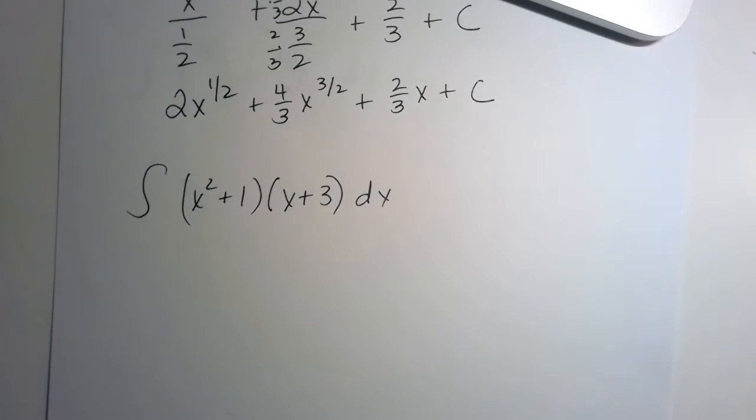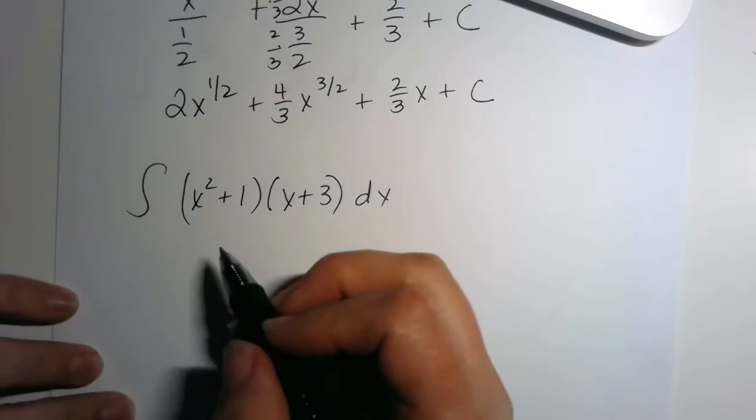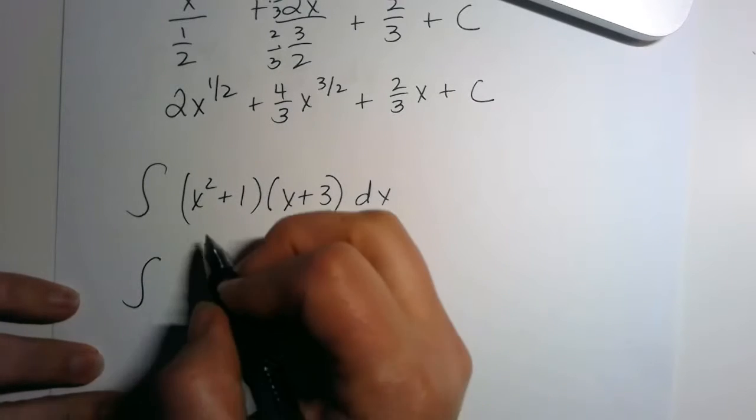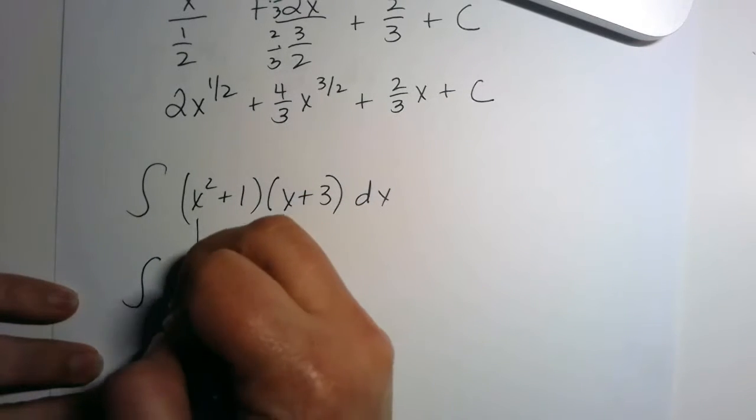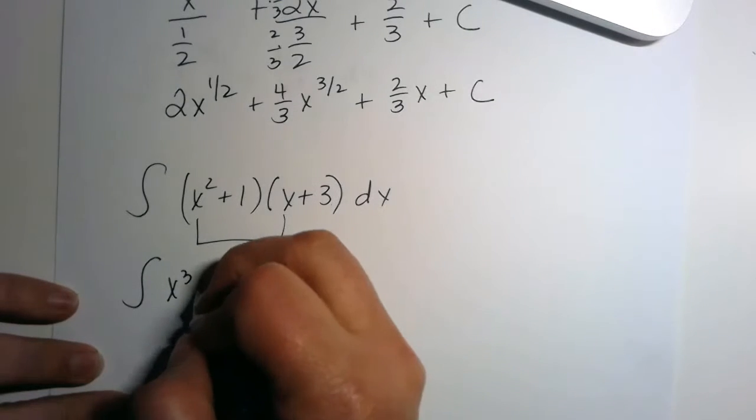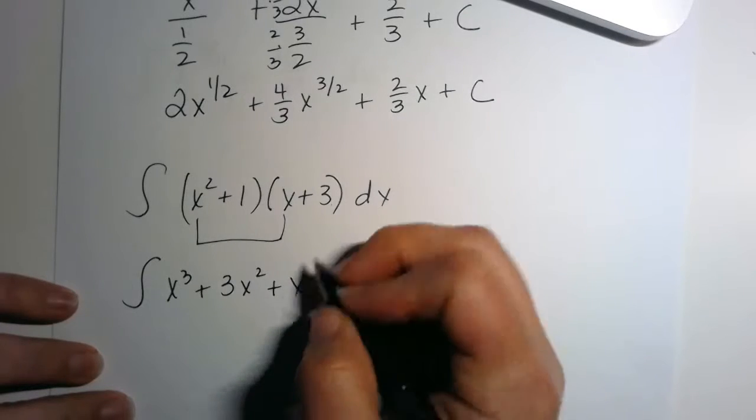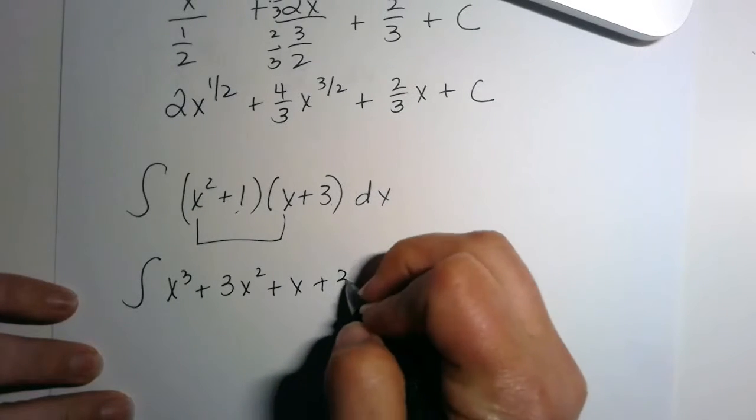All right, so this time I have some multiplication, and there is absolutely no product rule for integrals. So that means we have to multiply this out before we can do anything with it. So I am just going to multiply. So I'm going to multiply this by this, and I get x cubed. So then my outer terms are 3x squared. I get an inner term of 1x, and then I get a last term of 3.